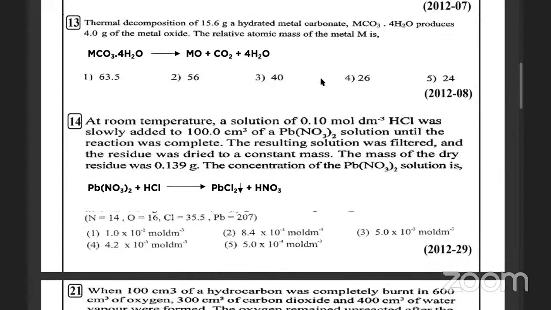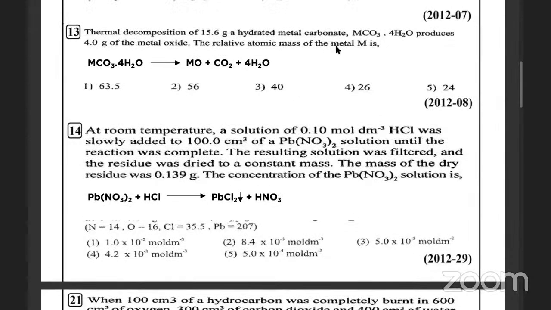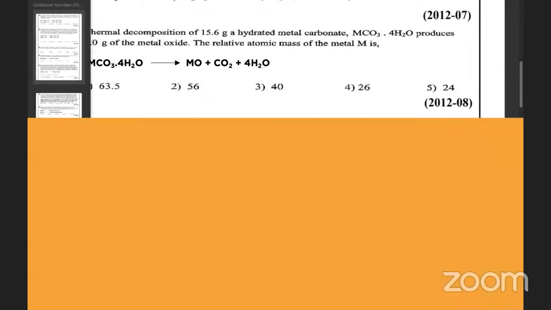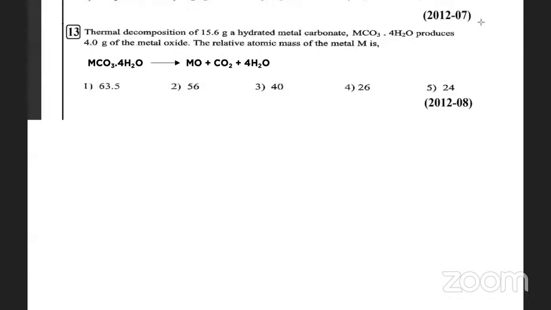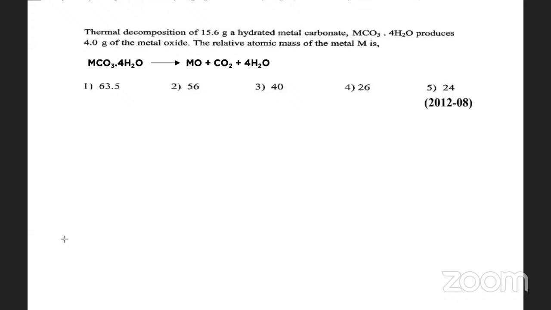If you take the 13th one, again, the reaction is provided to you. Thermal decomposition of 15.6 grams of hydrated metal carbonate produces 4 grams of metal oxide. Find the relative atomic mass of metal M. Okay, fine. Once again, the reaction is provided to you, but if you are not a first term student, then you should know the reaction. You should figure out the reaction.